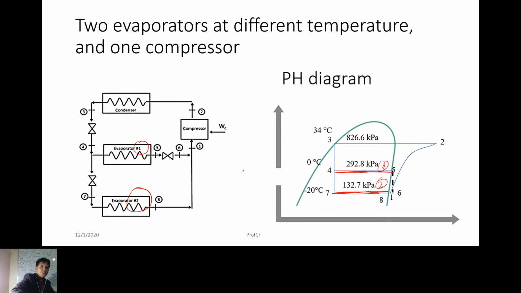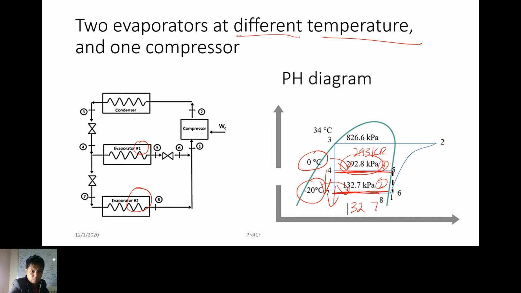Now, what is the temperature? It says different temperatures: 0 degrees centigrade and negative 20 degrees centigrade. If the temperature is different, the pressure is also different. At this evaporator, it is about 293 kilopascal. Here, the temperature is lower, so the pressure is also lower, 132.7, or say 133 kilopascal. So those are the two.